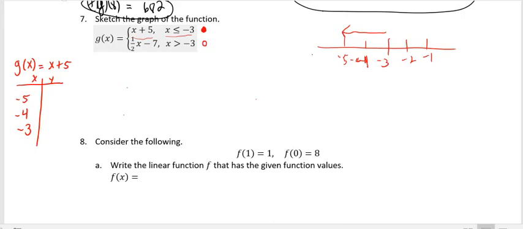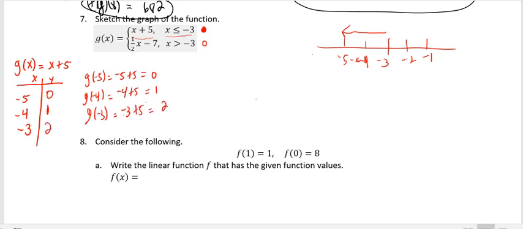So how do we work this out? If I plug in negative 5 for x, then I get negative 5 plus 5, which is 0. If I plug in a negative 4, negative 4 plus 5 is 1. And g of negative 3 is equal to 2. Okay, then we also need to do the second equation, right? Let me make it in black. You can plot the red one already, but I'm going to go ahead and do the black. So here it's saying use numbers that are greater than negative 3.